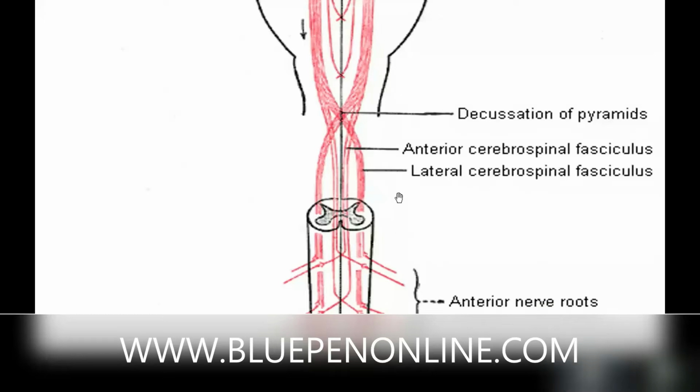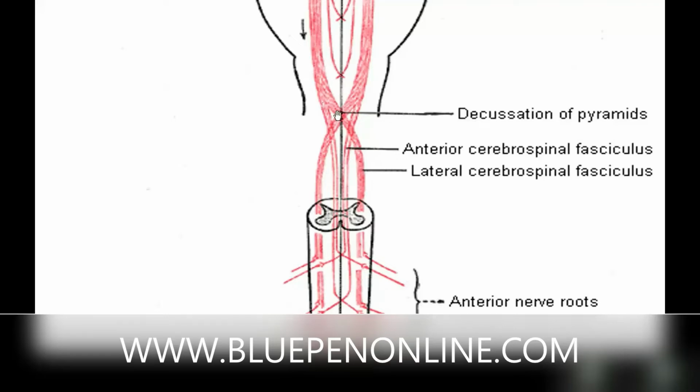The crossed ones form the lateral tract. How many form the lateral? 80% of them are lateral, and 20% remain uncrossed and they form the anterior corticospinal tract. It is called cerebrospinal or corticospinal tract. We can term it in either way.